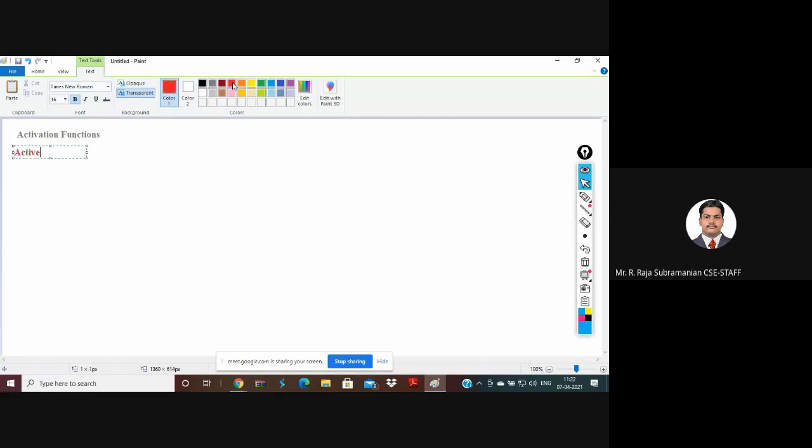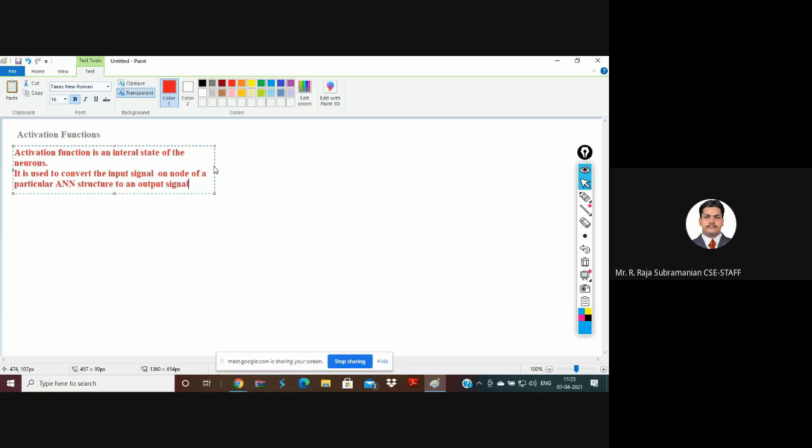Activation function in ANN is an internal state of the neuron. By neuron, I mean the input nodes. So, what are the nodes available? Internal state of the neuron. It is used to convert the input signal on a node of a particular ANN structure to an output signal.